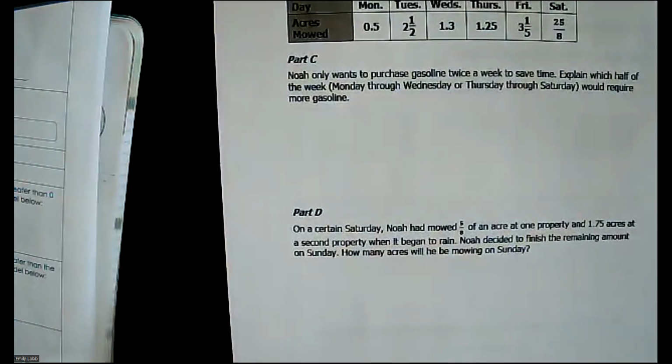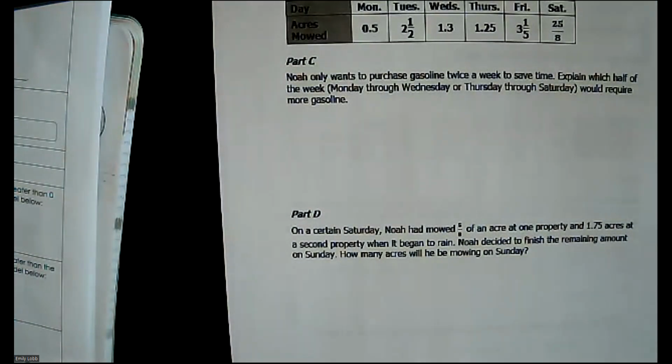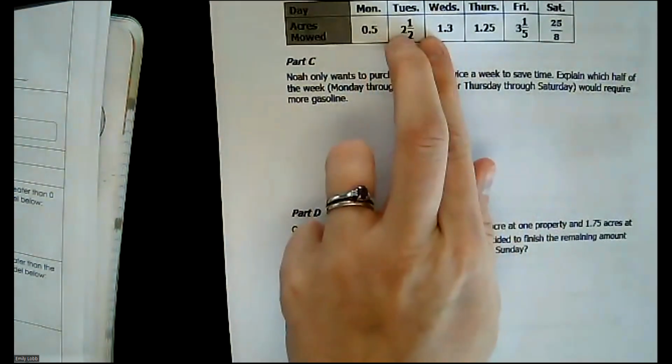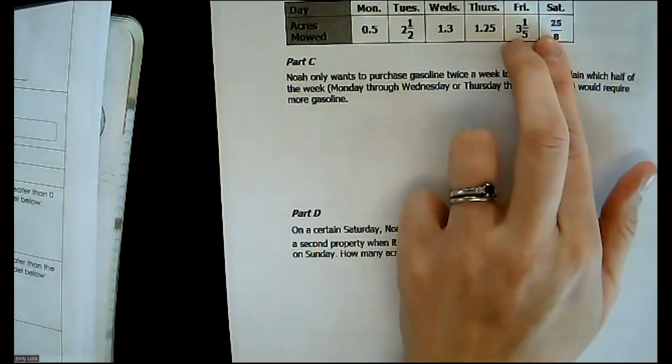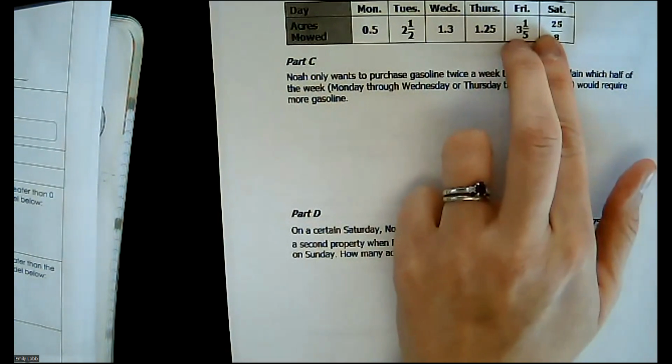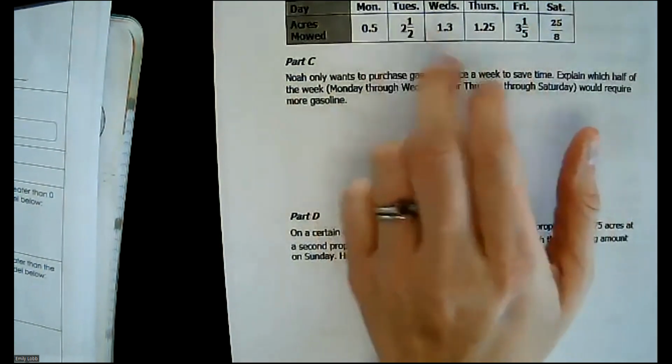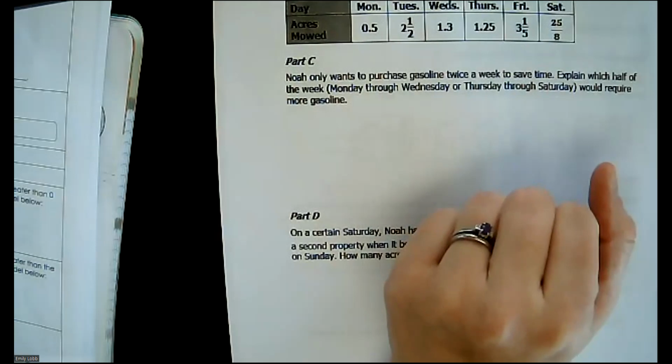Now, on the second page, on the back of the first page, part C. Noah only wants to purchase gasoline twice a week to save time. Explain which half of the week, Monday through Wednesday or Thursday through Saturday, would require more gasoline. So you're going to add this up, and then you're going to add this up. You have all decimals now. Once you change them all to decimals, you're just putting them in your calculator.